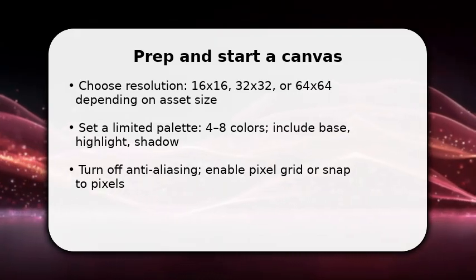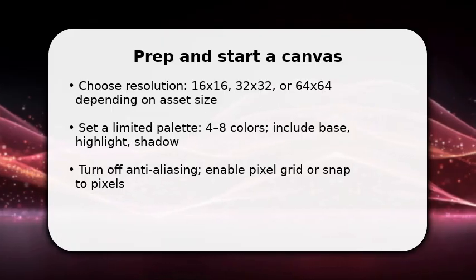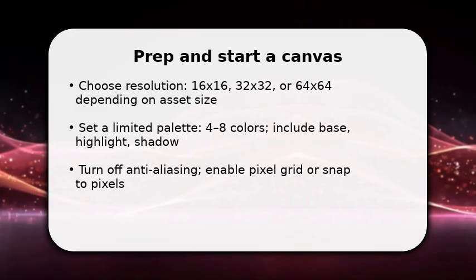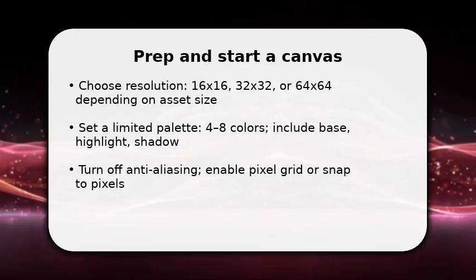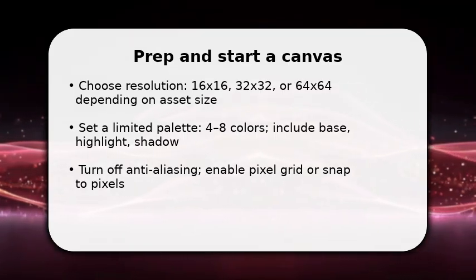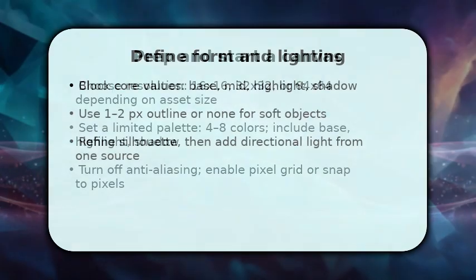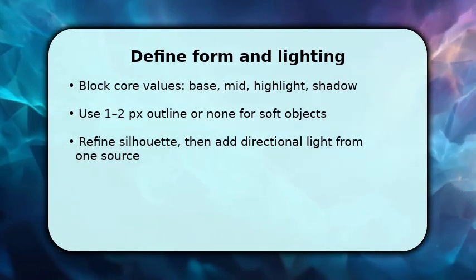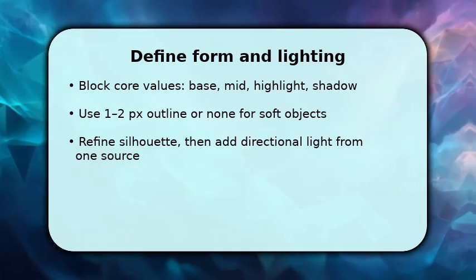Then sketch a simple silhouette with a 12px brush to block shape. Use one solid color first. You'll refine form and silhouette before adding value and detail. Now you refine form by blocking in values: base, midtone, highlight, and shadow. You do this to show volume and readability at small sizes.